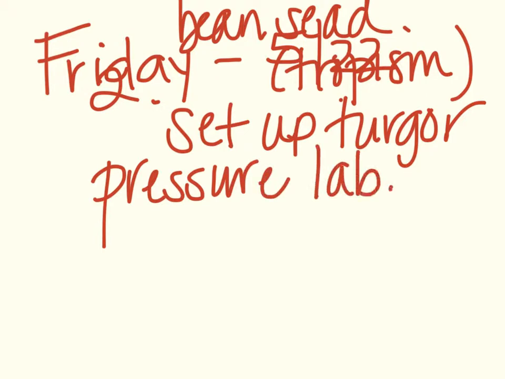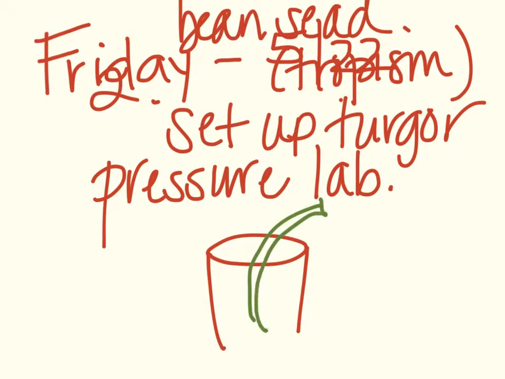So what we did was we put some celery in a beaker. Okay, so, oh, I even have green. So we had some green celery in here, and we put it in purple water, which was basically water that had purple food coloring in it. And you were supposed to make some sort of a prediction.